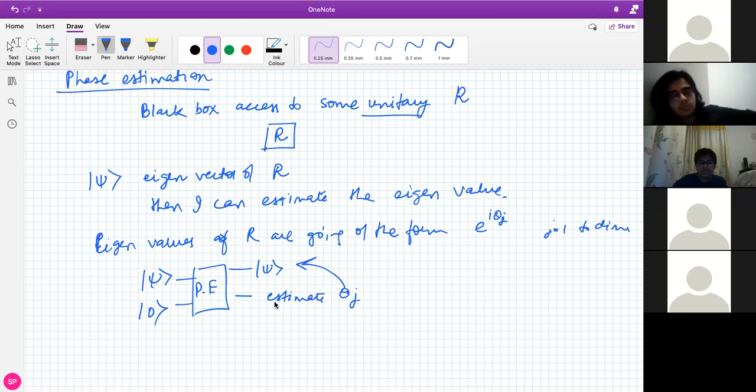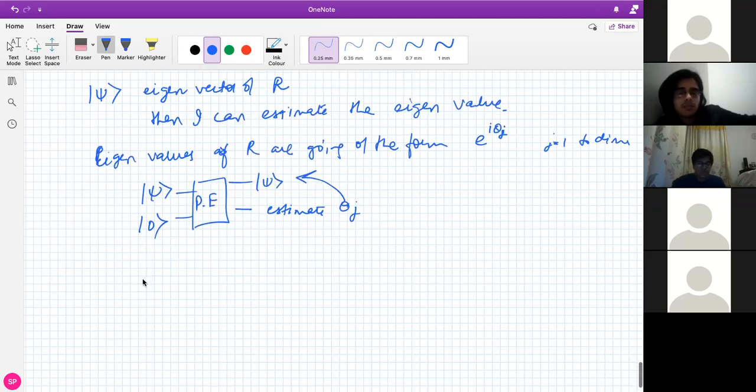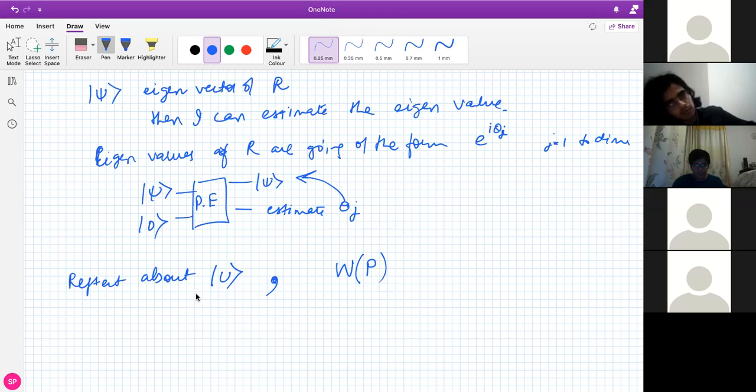It is because remember, we want to actually have a reflection about U. And now we have access to a unitary. This is WP, which we define. That's a unitary which we can always use. And I know the eigenvalue corresponding to this U was 1, which means my theta j was 0, right?